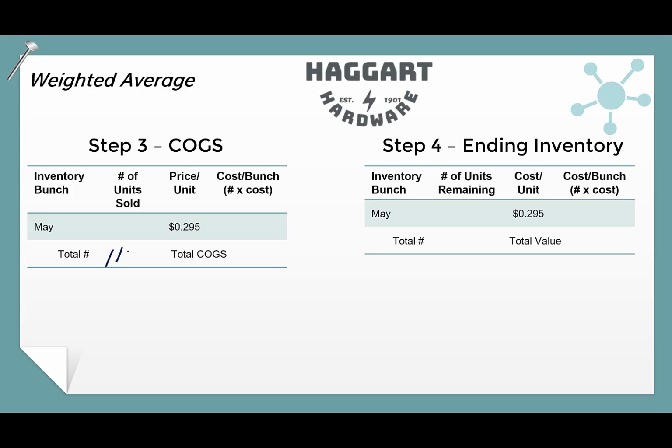So the total number of units sold that month were 1,100. It's made up of this one line of sales. 1,100 nails at 29.5 cents each gives us a total cost of goods sold of $324.50. The ending inventory is all of the remaining nails, so those 1,650 that we had multiplied by 29.5 cents gives us $486.75, and that's our ending inventory value.